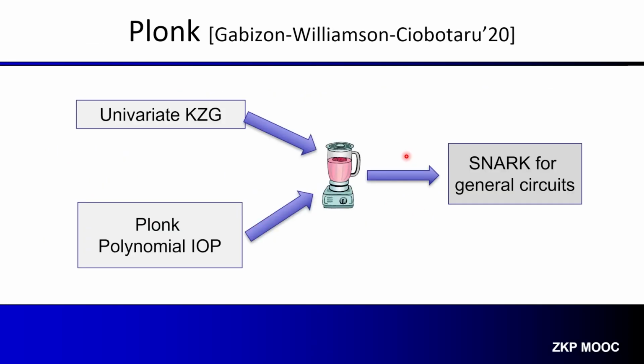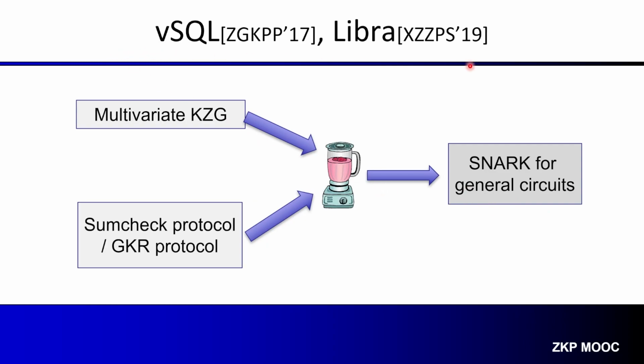So that's all the variants I want to discuss about the KZG polynomial commitment scheme. So going all the way back to the general purpose SNARKs, with these variants of KZG polynomial commitments, we can actually construct SNARKs based on these polynomial IOPs. For example, using the PLONK system, we can combine this PLONK polynomial IOP with the univariate KZG polynomial commitment scheme to get a SNARK for general circuits. And this is exactly the construction proposed by the PLONK paper.